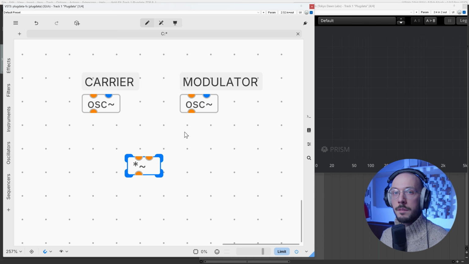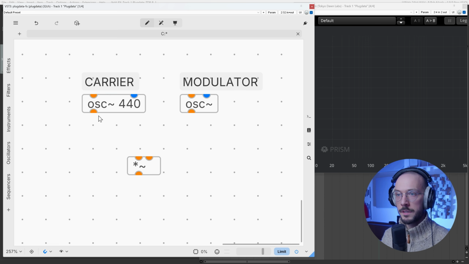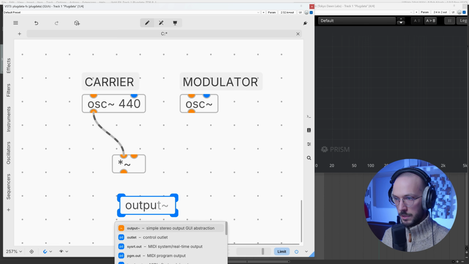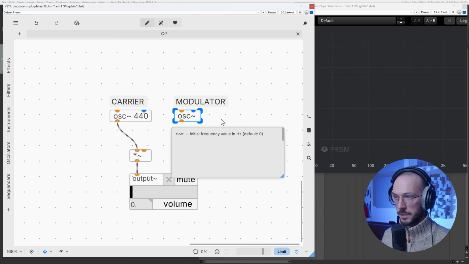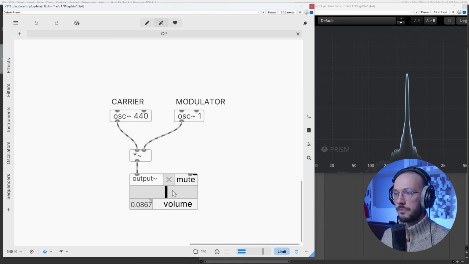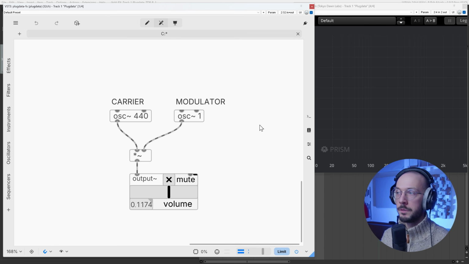Ring modulation can be achieved using bipolar signals only, so those type of signals that oscillate both in the positive and negative range. We can set the carrier to 440 Hz, so A4, and we can send the final result to our output abstraction. Let's start with the modulator set to a very low frequency like 1 Hz. This type of effect is called tremolo. So we are slowly modulating the amplitude of the signal.